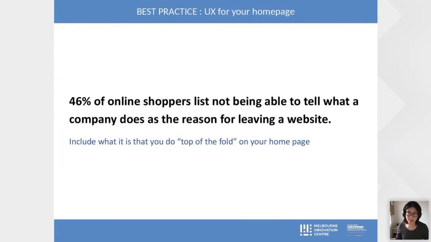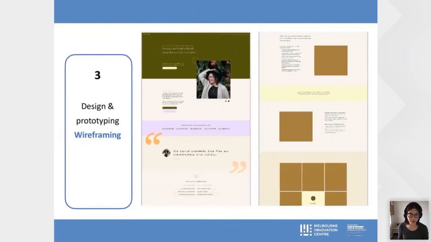So the best practice, I wanted to talk about the homepage a little bit because this is really key. 46% of online shoppers list not being able to tell what a company does as the reason for leaving a website. So what that really means is that you need to include what it is that you do at the top of the fold on your homepage. The top of the fold is that part where on your first bit, I don't know if I can, I can't annotate on this, but it's that big olive box that you see on this page. That would be the top of the fold.